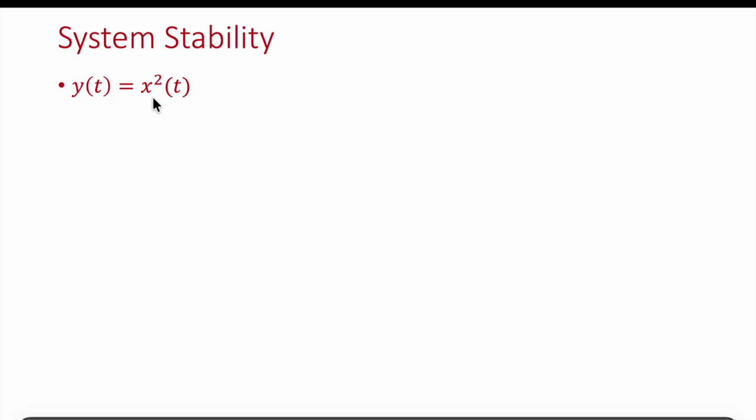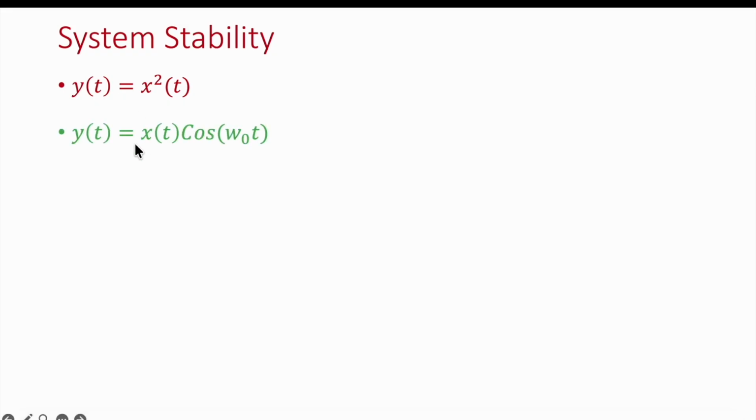We usually take the input signal as a unit step signal, as a test signal. So if the input signal is a unit step signal, and you know that squaring the unit step signal will be equal to the unit step signal. So the unit step signal is a bounded signal, so that means that the system is stable.